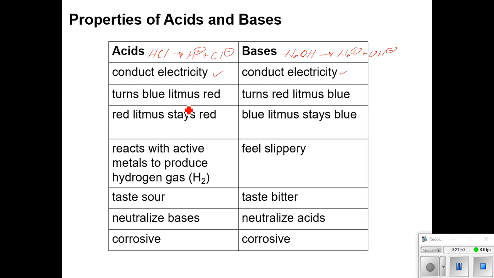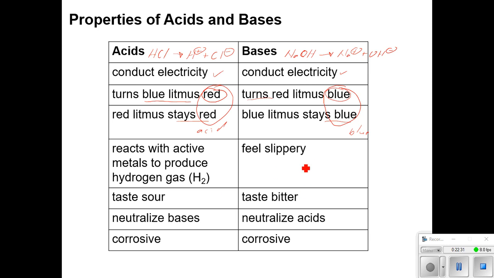Litmus, there is red litmus paper and there is blue litmus paper. So if we use blue litmus paper and put an acid on it, it will turn red in color. If we take a base, it turns red litmus blue in color. Okay, what about if you use red litmus for acid? Well, it just stays red, and blue litmus stays blue when it's a base. So the key really is think red for acid, whether it's red or blue litmus, and think blue for a base.